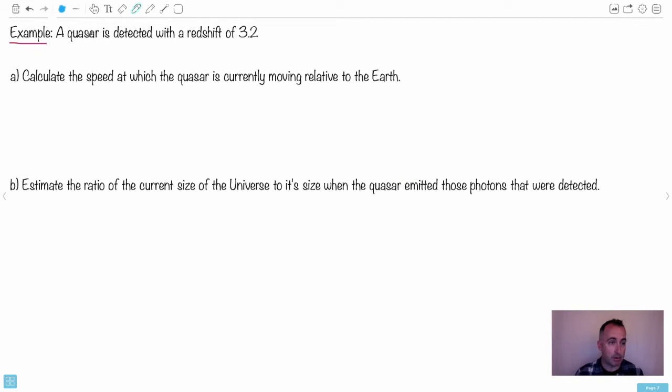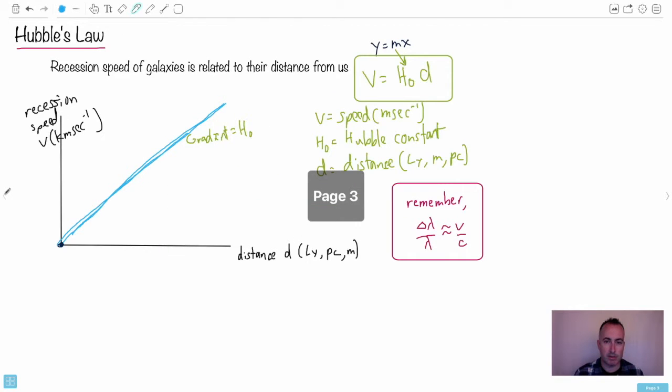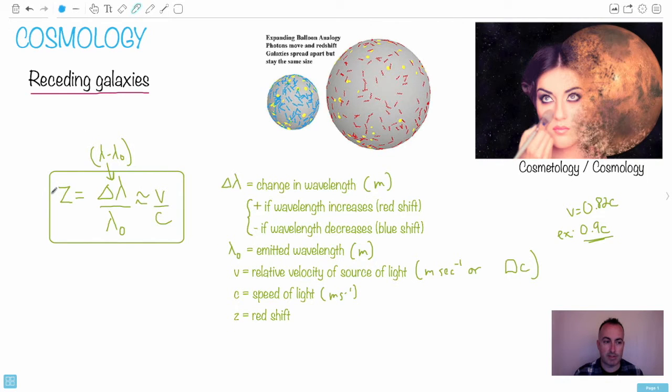So here's an example. We have a quasar. By the way, quasars are really distant light sources, some of the brightest things we know of in the universe. So a quasar is detected with a redshift of 3.2. What is redshift again? Do you remember what letter that is? That's Z. So you know that Z is 3.2. The question is, calculate the speed at which it's currently moving relative to the Earth. So we need an equation for Z. Do you remember some? If we go back, we have this one right here. Z is just equal to V over C. It's actually that easy.